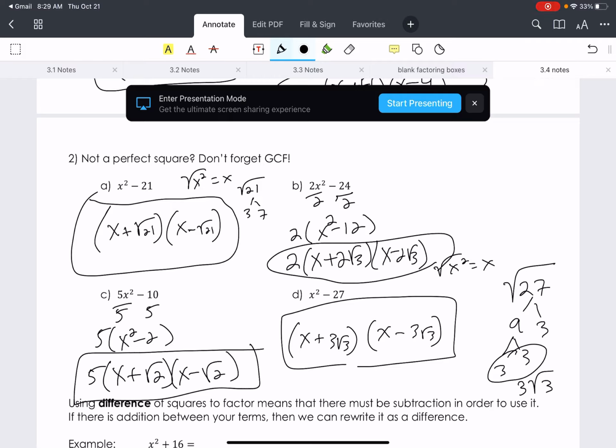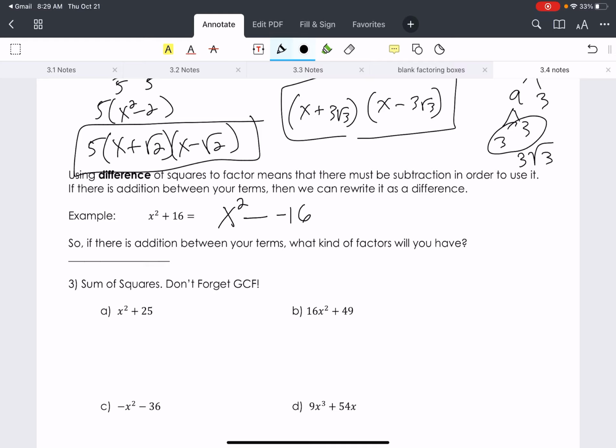I'm gonna take it, and if I have a positive, doesn't that mean I had two negatives somewhere and they became a positive, right? So I'm gonna change this back to subtraction. The next one.